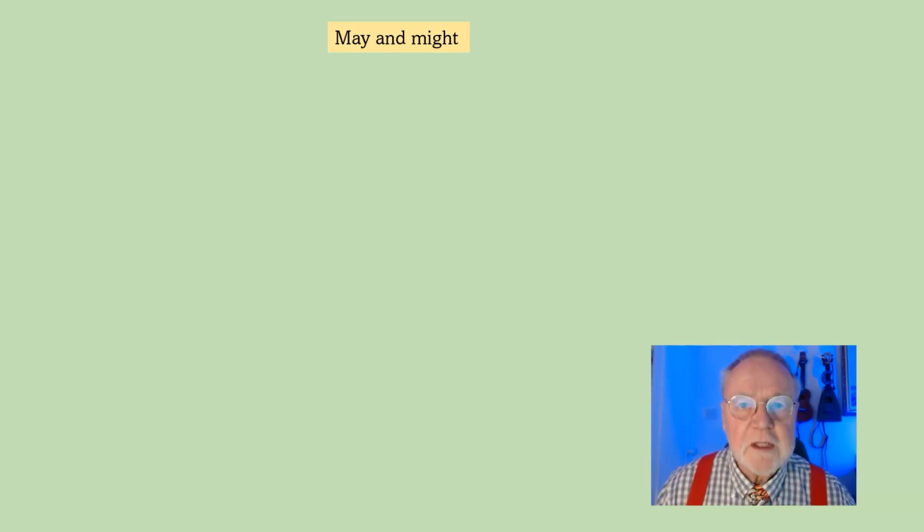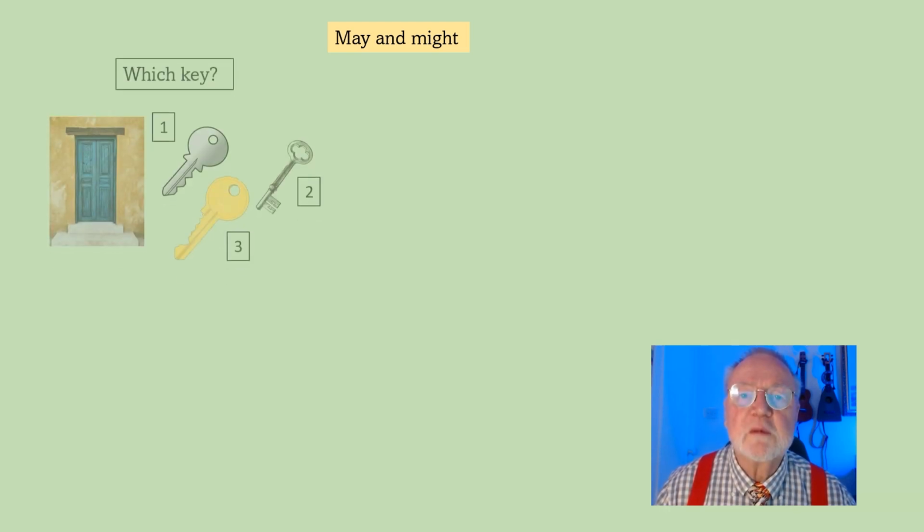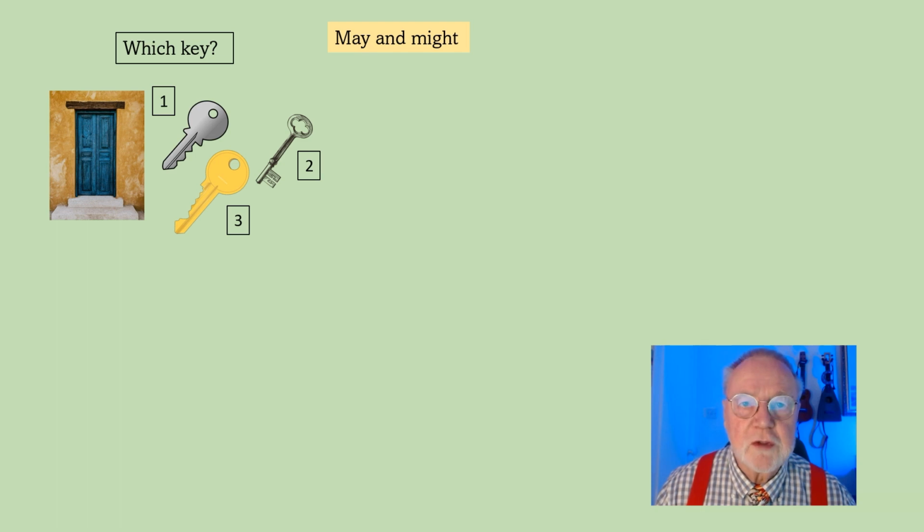May and might are very close in meaning, and I think most native English speakers would understand either one, so I wouldn't worry too much about it. But let me give you what I call the key test, really to help you remember which one of the two is the stronger. Here we have three keys. What could we say about these keys? What could we guess or deduce? Key number one. Number one may be the key to open the door. There's no particular reason for saying that, but you just feel strongly, yeah, maybe it's number one.